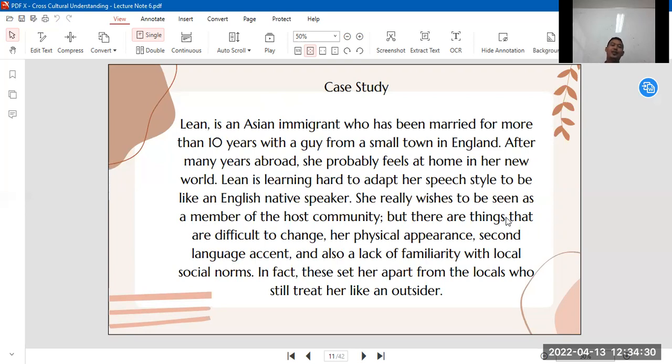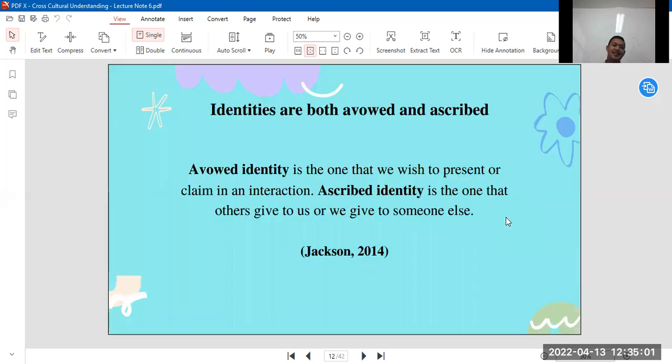What can we learn from this excerpt? What does Lan actually experience here? What does Lan actually expect from her new life? And what do the local people or local social norms actually consider about Lan? The answer is here: the other characteristics of identity.